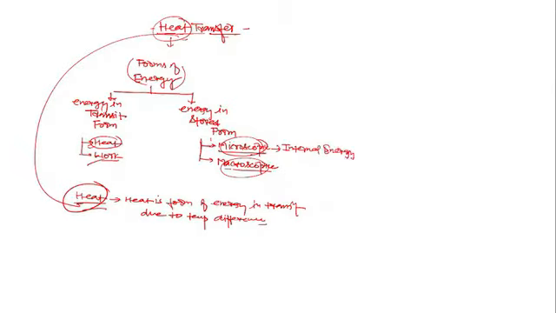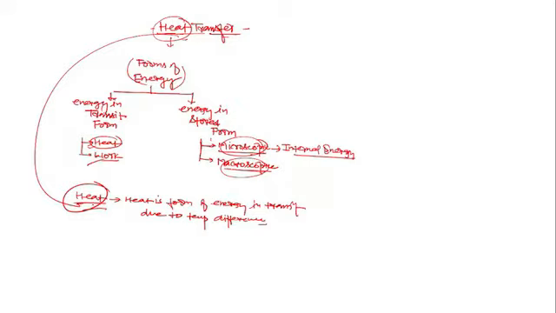And internal energy is energy associated with the molecular level. This is called the microscopic form of energy. This is the energy due to the velocity of the system and position of the system.